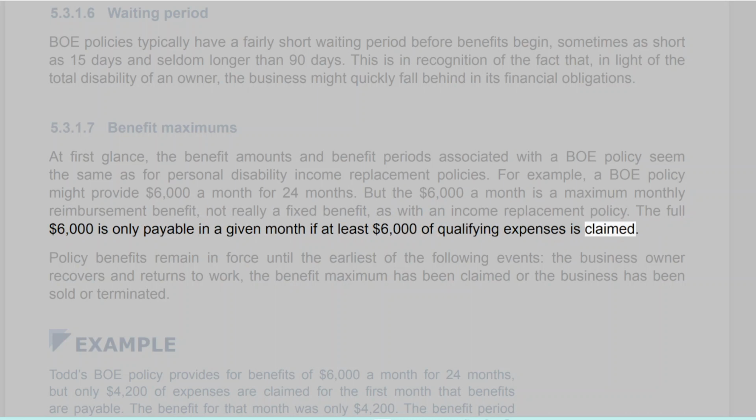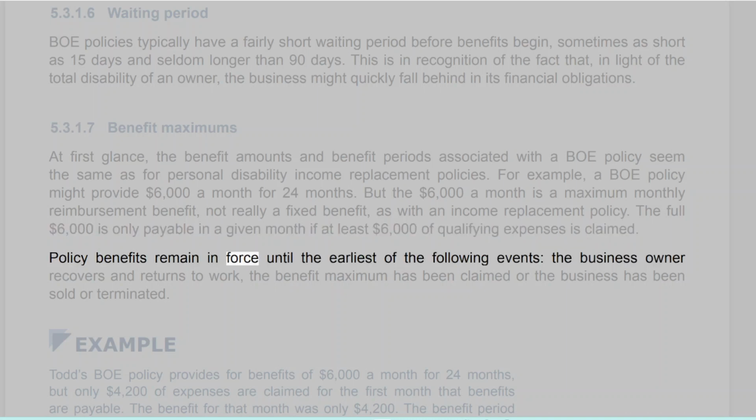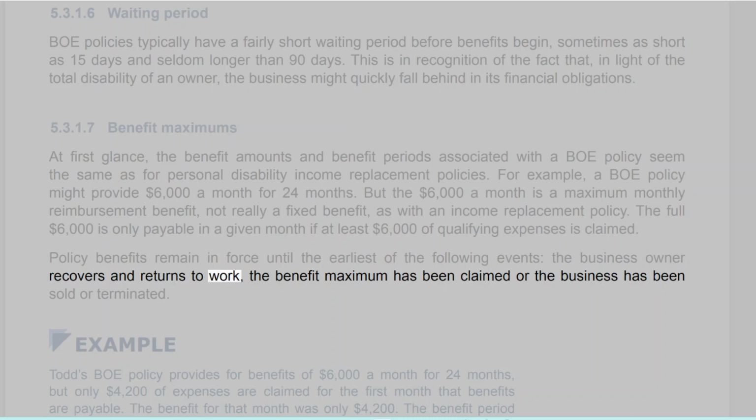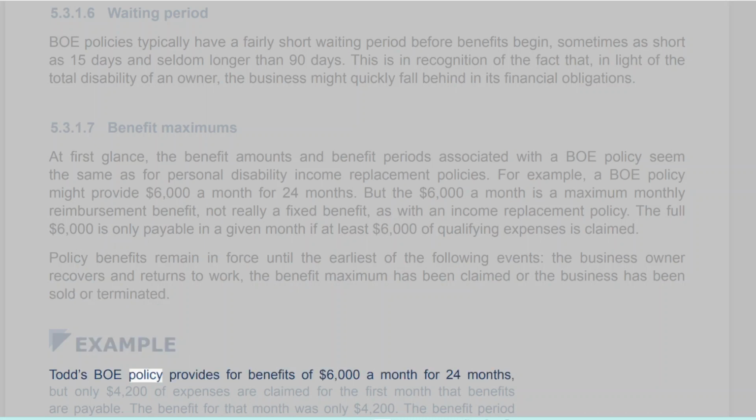claimed. Policy benefits remain in force until the earliest of the following events: the business owner recovers and returns to work, the benefit maximum has been claimed, or the business has been sold or terminated. Example: Todd's BOE policy provides for benefits of $6,000 a month for 24 months, but only $4,200 of expenses are claimed for the first month that benefits are payable. The benefit for that month was only $4,200.